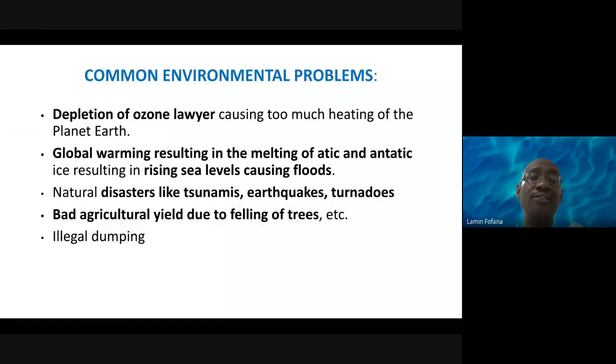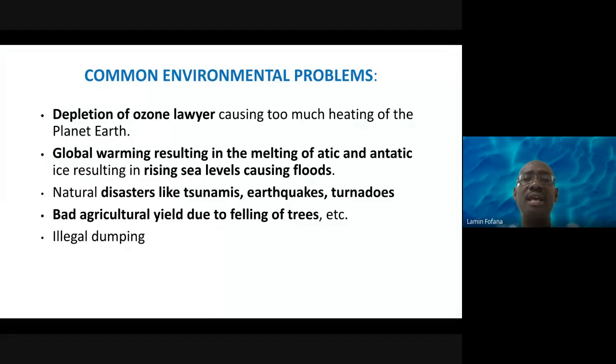Okay, and of course, what happens is the frozen water will rise, because the water is going to rise to sea levels, and it's going to cause floods and so on. This is happening in other countries. Okay?